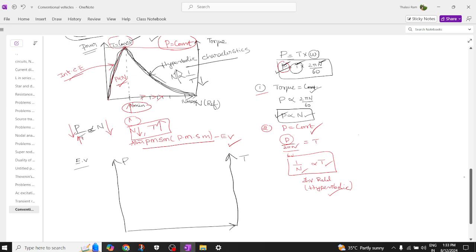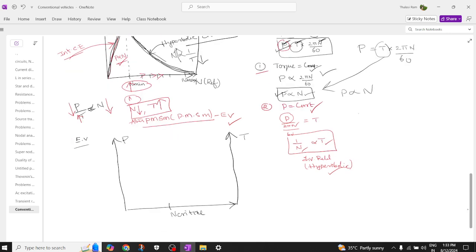The formula is the same: power is equal to torque into omega, and omega can be written as 2 pi N by 60. First case: torque is constant. Whenever the torque is constant, power is directly proportional to N. We take some minimum speed, which is called the critical speed. On the x-axis you have the speed.